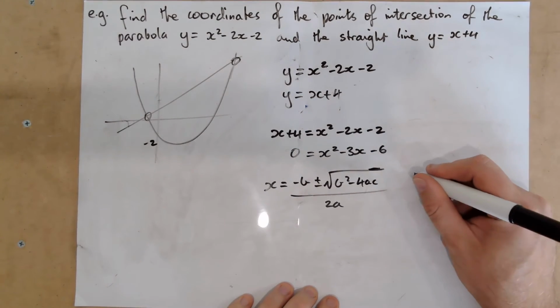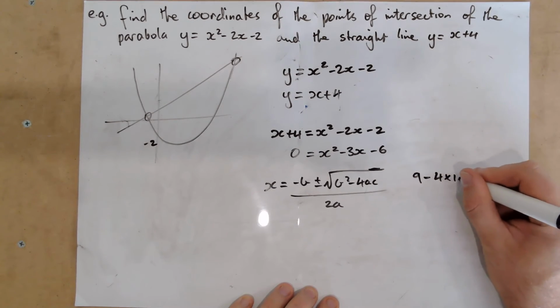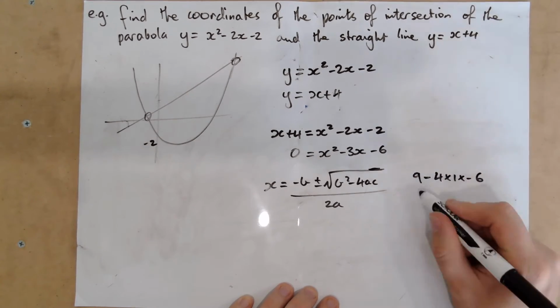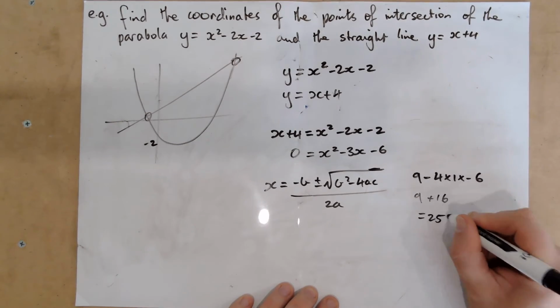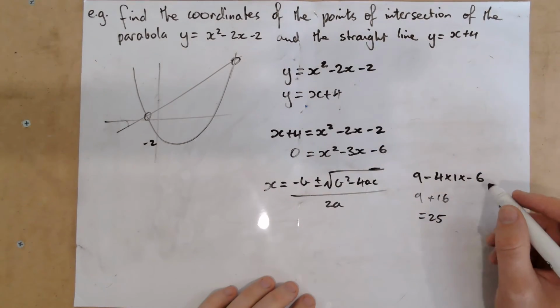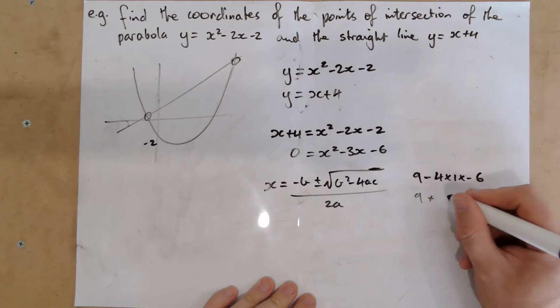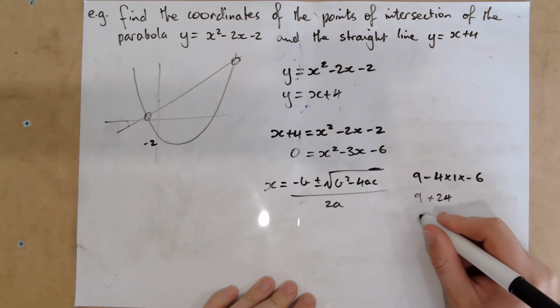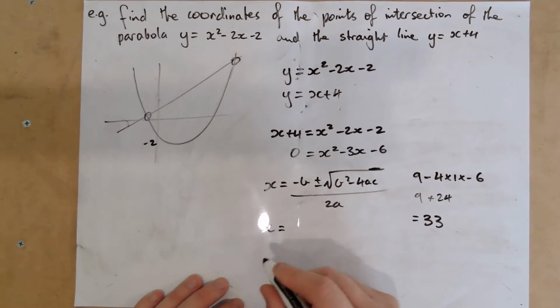Well, I've got b squared, that's 9, minus 4 times 1 times negative 6. Well, I've got 9 plus, sorry, not 16, what am I saying? That's 24. So that's going to equal 33. We're still going to be fine. It's a positive number, so we're going to have solutions. You've already done half the work now.